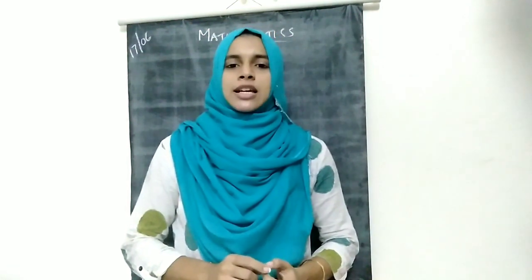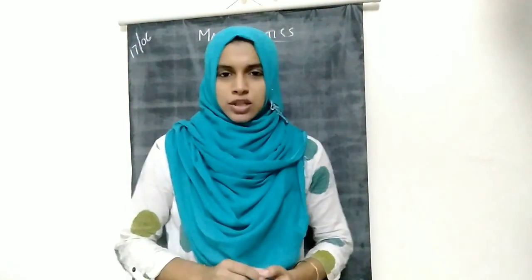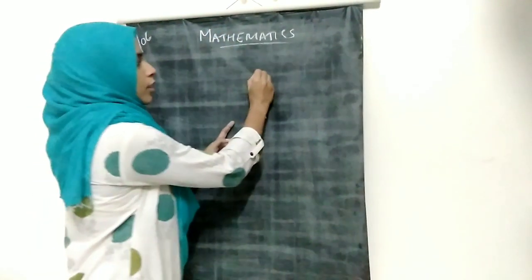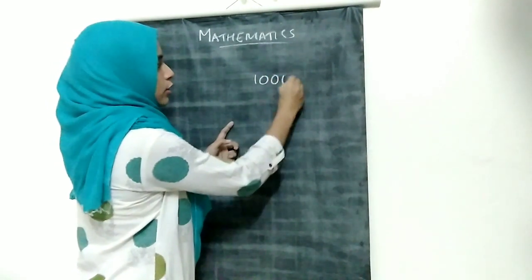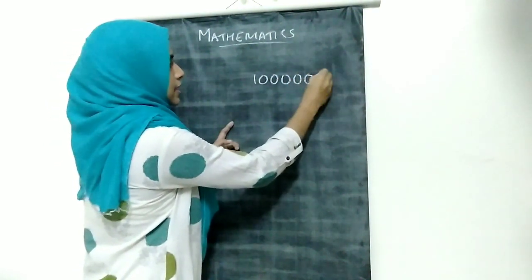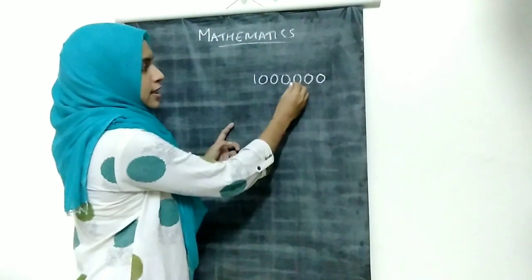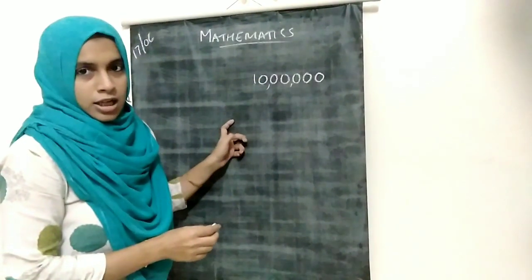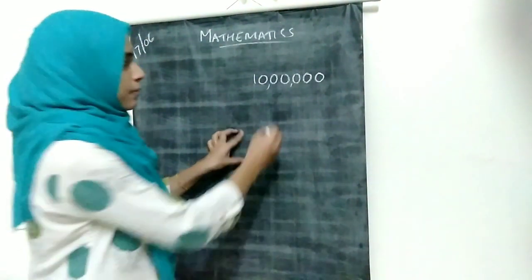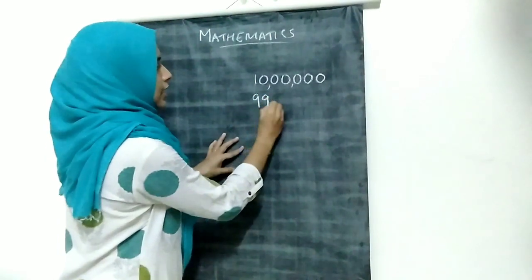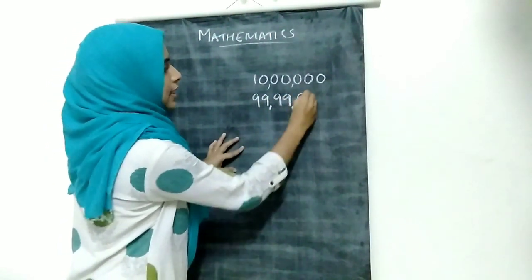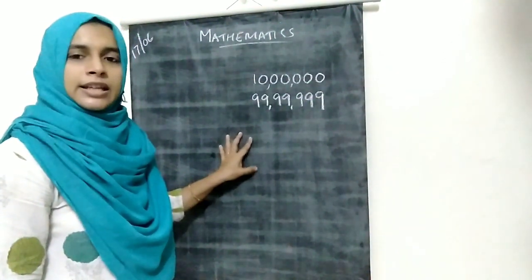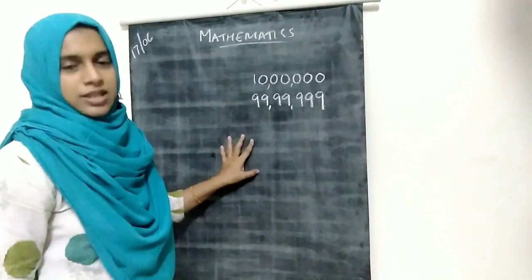Which is the smallest 7-digit number? 1, 2, 3, 4, 5, 6, 7. So ones, tens, 100, 1000, 10,000, lakh and 10 lakh. Which is the largest 7-digit number? 99 lakh, 99,999. So what will be the smallest 8-digit number?